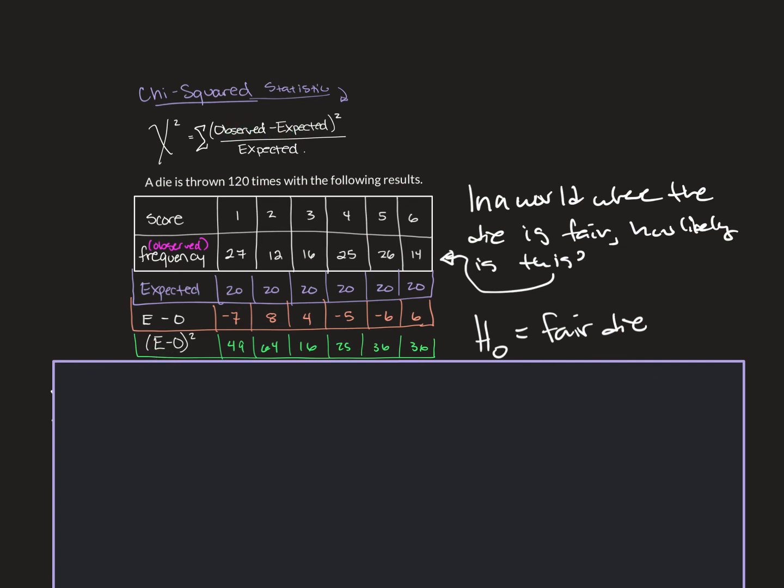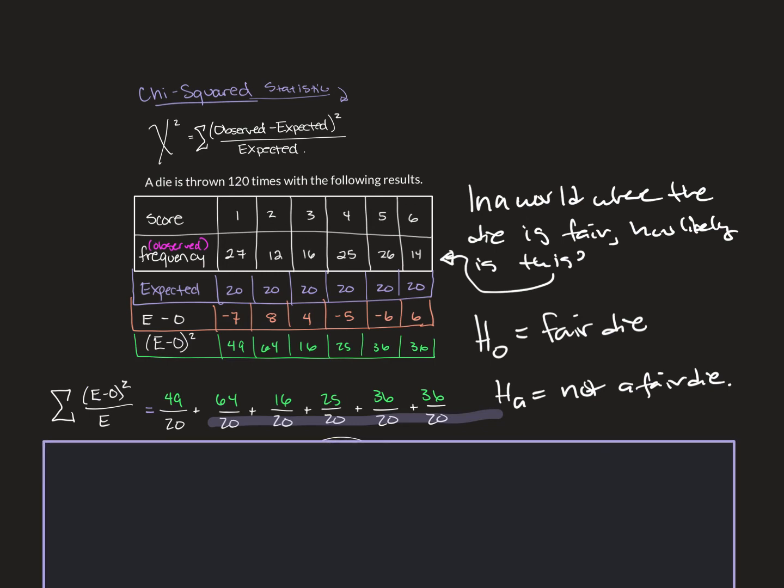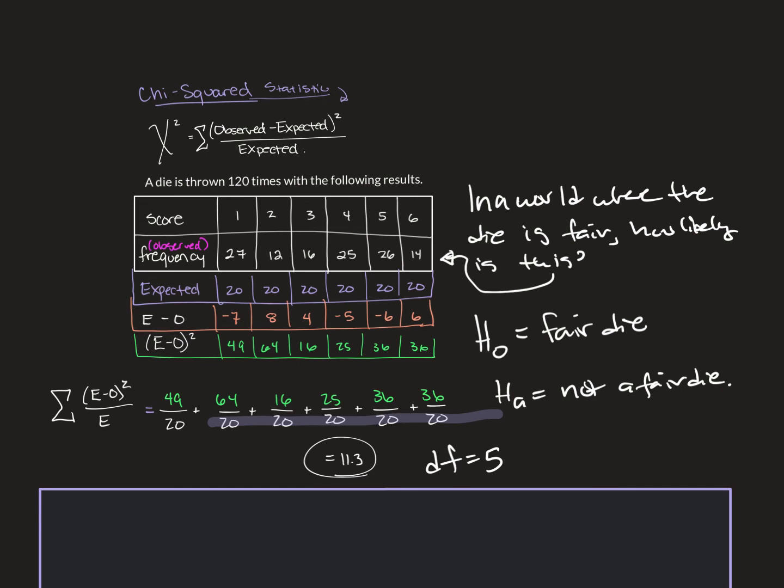And then what we're going to do is divide each of the values by their expected. So 49 over 20, 64 over 20, etc. And then add them all up, right? The symbol just means add everything together. And what I get is a number of 11.3. That is my chi-squared statistic.